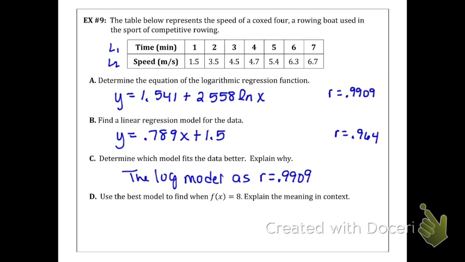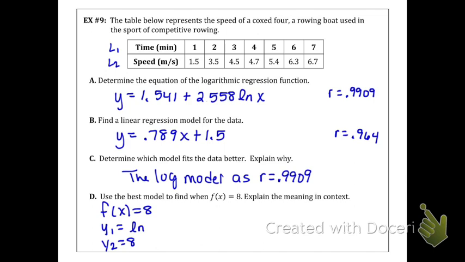And then it says use the best model to find when f of x equals 8 and explain the meaning in context. All right, so when f of x equals 8, in my y1, I had the log equation. So in y1 is my natural log function. And in y2, I'm going to type in 8, and I'm going to just find where they intersect. In y2, we had that linear function, but we don't need it, so I'm going to clear it out and put in an 8.